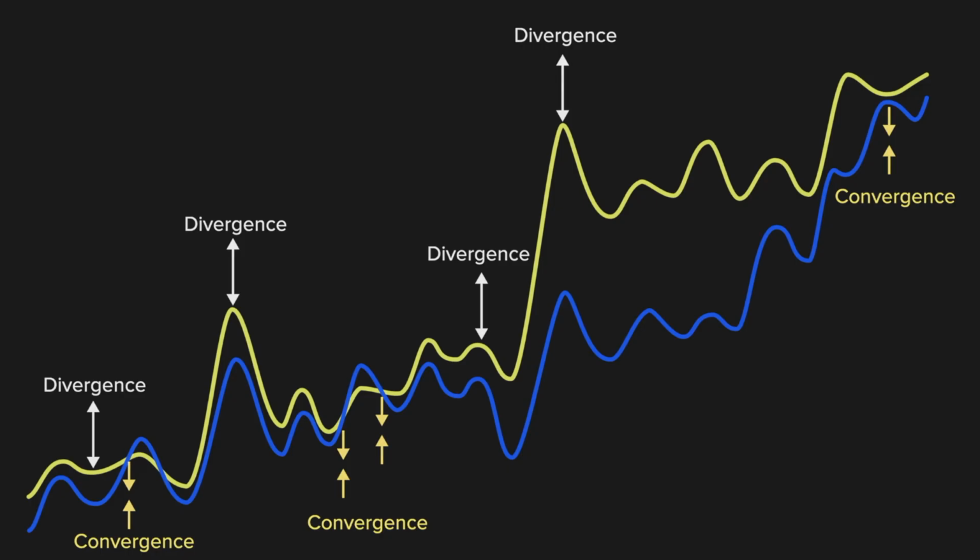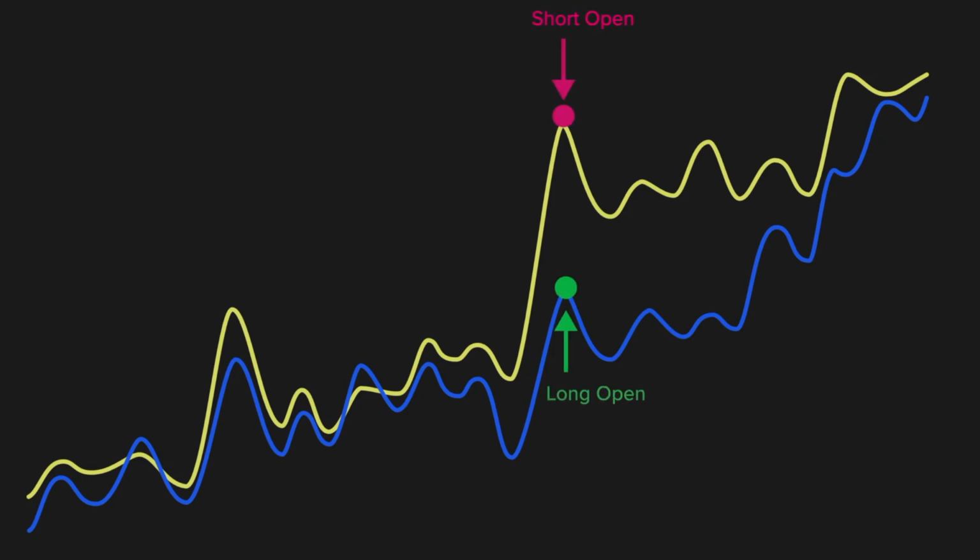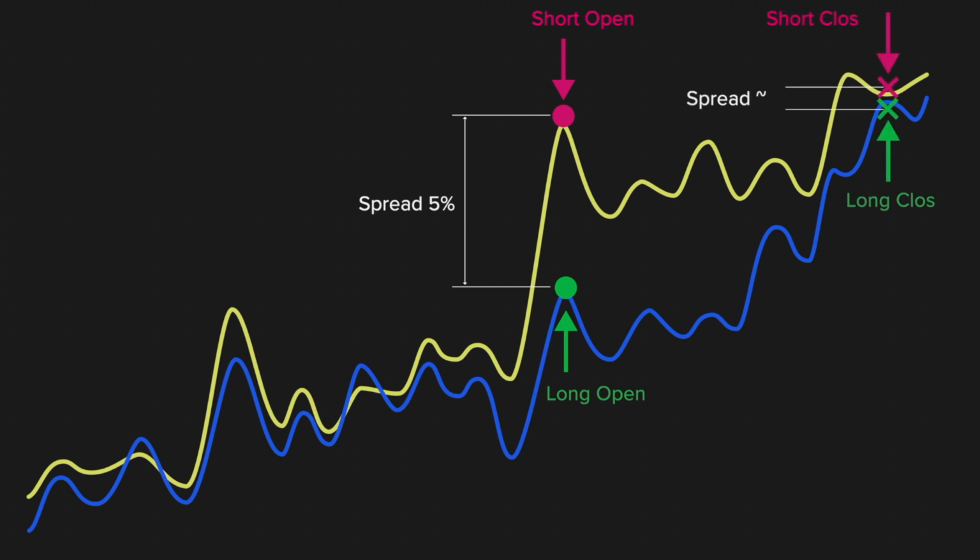The trader's task is to open a long position on the exchange where the price is lower and simultaneously open a short position on the exchange where the price is higher at the moment of divergence. Then wait for the prices to converge and close both positions.